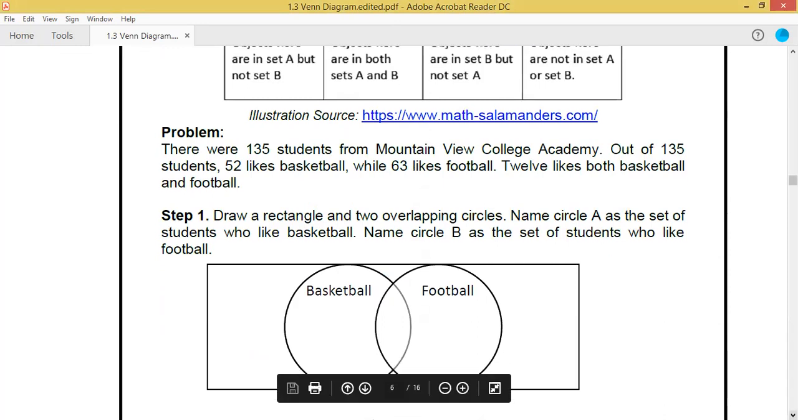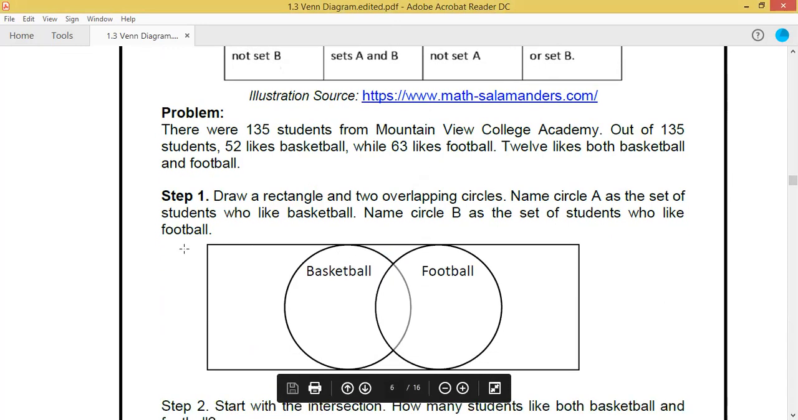First, we make a rectangle for the universal set. And we will have two circles. One circle for basketball and the other circle for football. We name them sets A and B, or the set for basketball and the set for football.